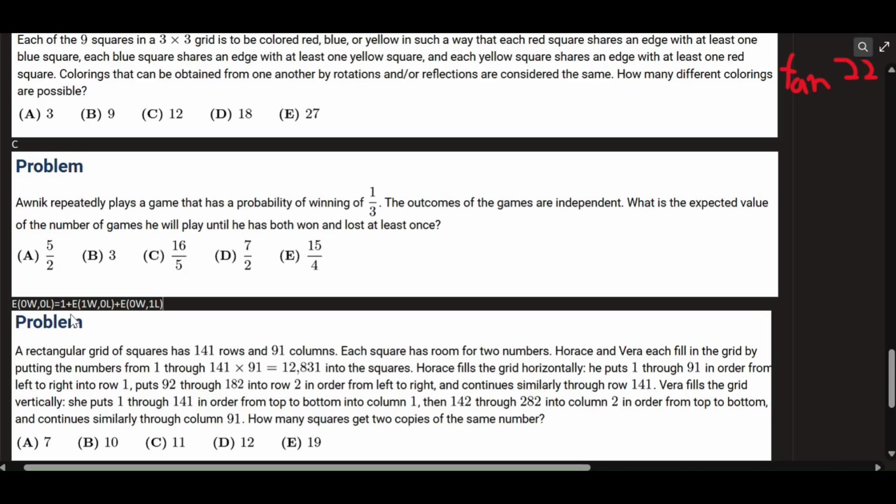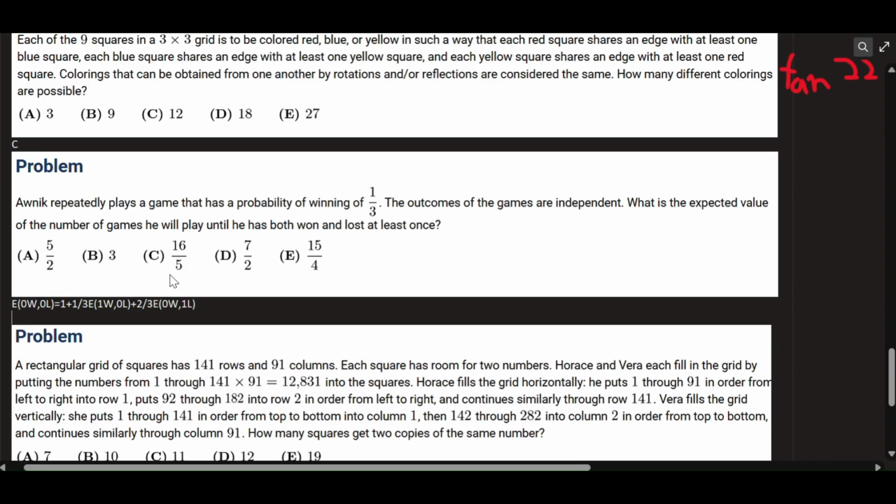And then since there's a 1 in 3 chance that he'll win, it's 1 over 3, and this is 2 over 3. We can do the same thing with 1 win, 0 losses, where it'll always be plus 1 because it's 1 more than the previous case. Then it's 1 because we're rolling again. Then there's a 1 in 3 chance that it'll still stay 1 win, 0 losses.